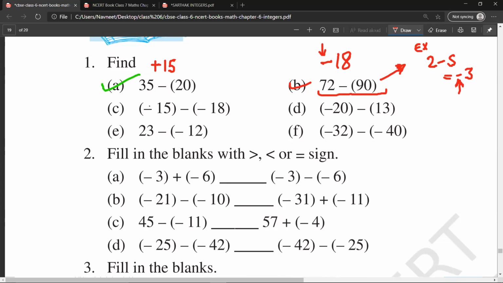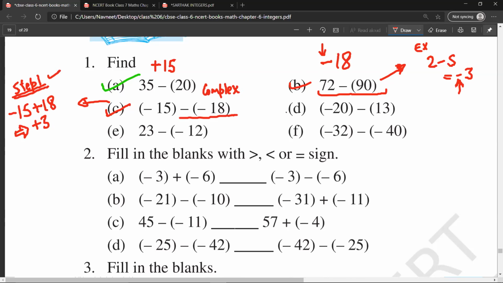Yes, sir. C part. Now you can solve this in 2 steps. One is you can write this as minus 15. And what should I write for this? Plus 18. Shabash. So write this step. This is step 1. Now the answer would be plus 3. Correct.